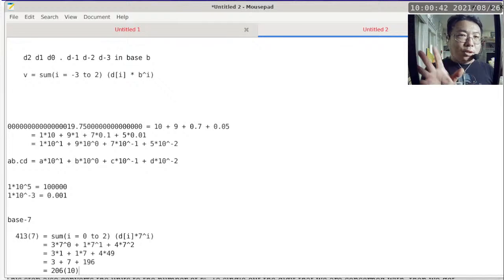Are we good with this conversion? This is converting from quote-unquote base 7 to base 10. Okay, very good. What about the other way around?